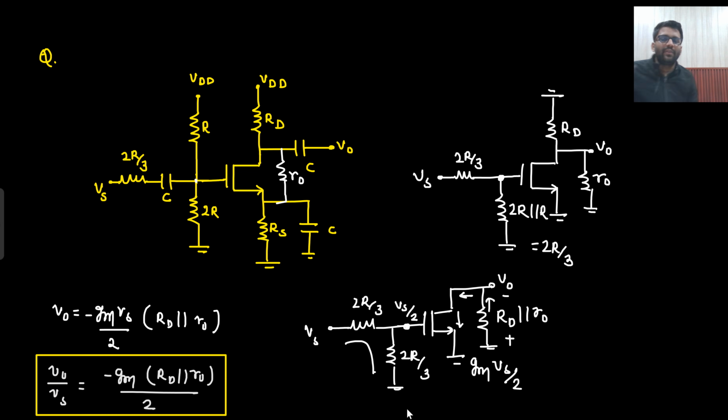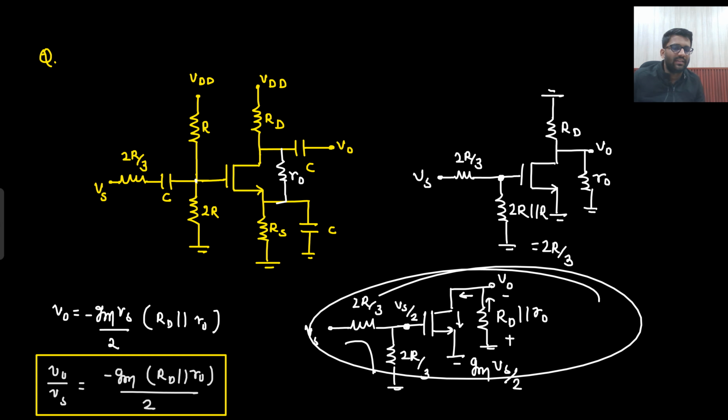It was actually very easy in the examination. You will not even have to draw the circuit. What you will see, sir, is that 2R and R come in parallel. This will be 2R by 3. This will be Vs by 2. This is also grounded. So Gm Vs by 2, with R0 parallel with Rd. So Gm by 2, Rd parallel with R0. This will be the gain. Very easily you will be able to write it down. Till this step you will reach very easily.